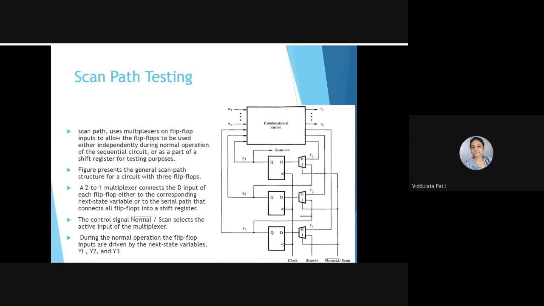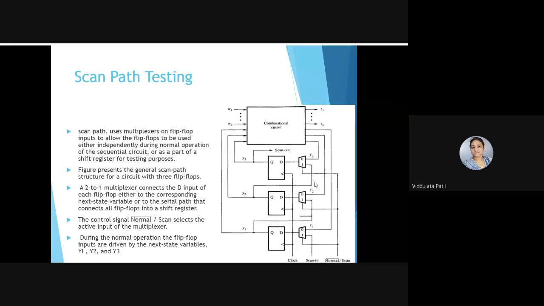If we are using this circuit for the normal operation, that means we want to use this circuit for the normal purpose, then we have to keep this at 0. That means if this is at 0 logic level, whatever input is present at 0 will be available at D.